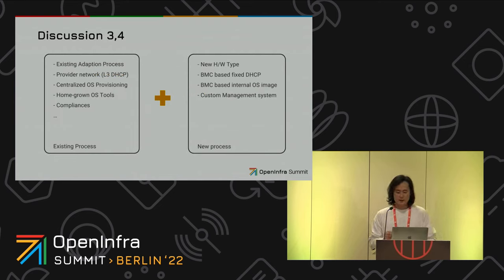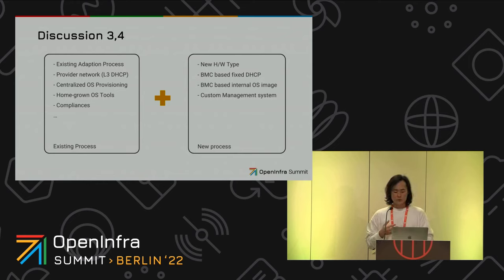The left side processes are existing processes. That is not our responsibility, but it is in our infra team. The right side is our research target properties. ARM is totally new in our company, and to our infrastructure system as well. We have a well-configured and well-performing existing adoption process. We have a provider network, a centralized OS provisioning system, and homegrown OS tools and security compliance tools. So we want to integrate our new hardware type, and the existing adoption process is mainly built for x86. So we want to introduce our new hardware type, ARM.